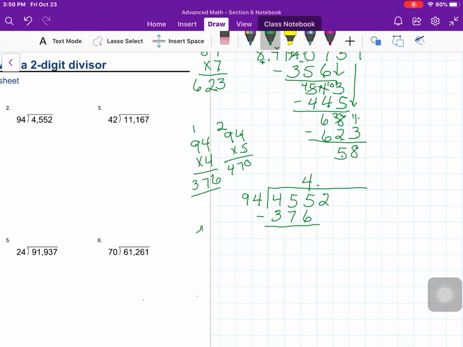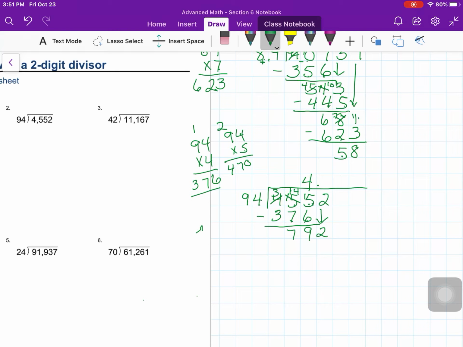We subtract as our next step. We can't take 6 from 5 or 7 from 5, so we have to regroup. Add that 10 there, and then take it away and add it there. And 15 minus 6 is 9. 14 minus 7 is 7. 3 minus 3 is 0. I check to make sure 79 is less than 94. I bring down my last number, and then I repeat the process.